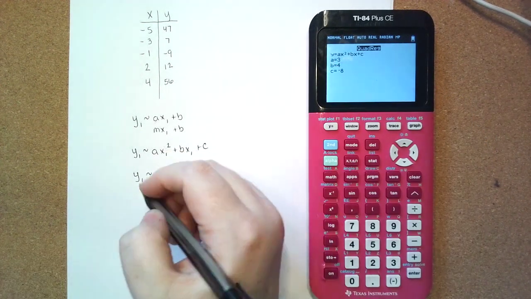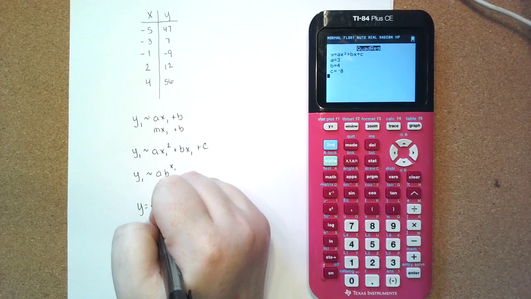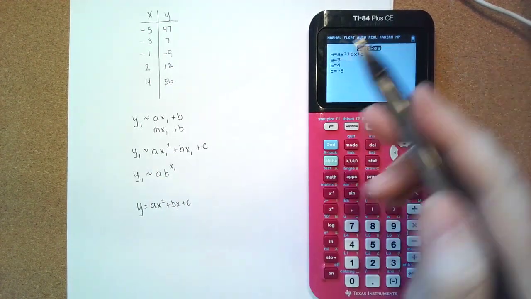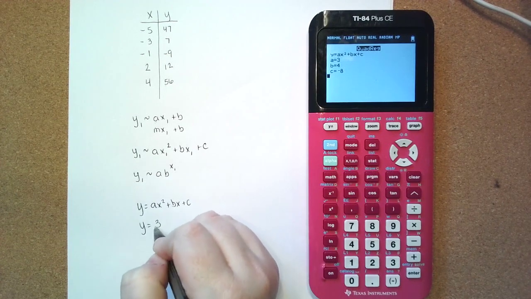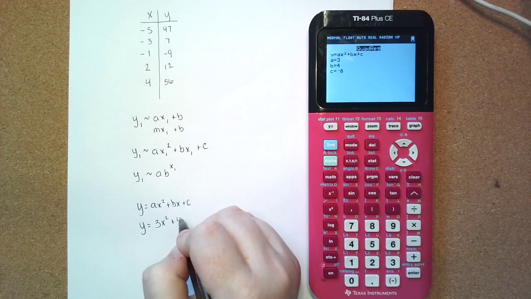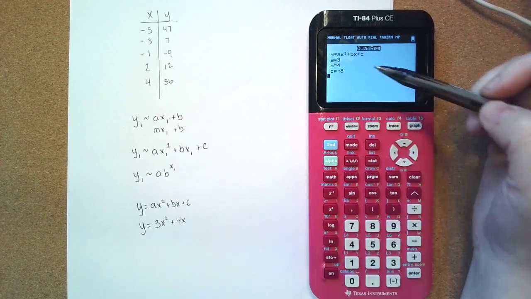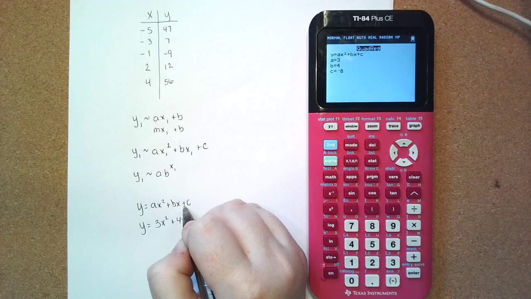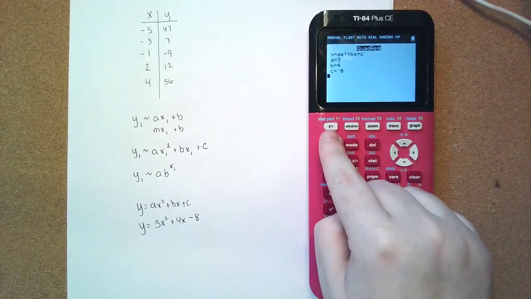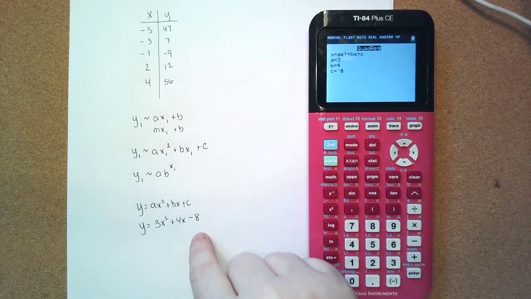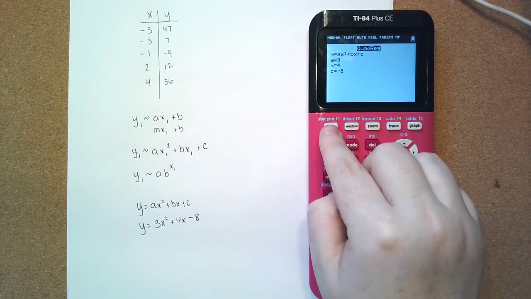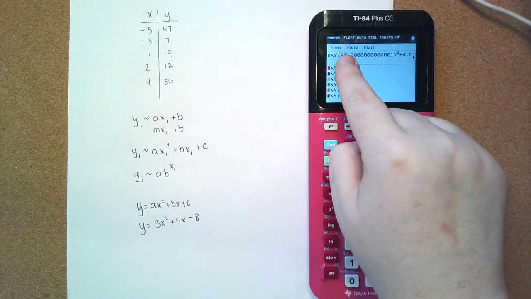So I'm going to write that out as y equals ax squared plus bx plus c, and my a is 3, so it's going to be y equals 3x squared. My b is 4, so I'm going to put plus 4x, and then my c value is negative 8, so instead of plus, I'm going to put minus 8. So what should happen is if I go to my y equals, this exact equation should be stored already without me having to type it. So my y equals, this equation is stored.